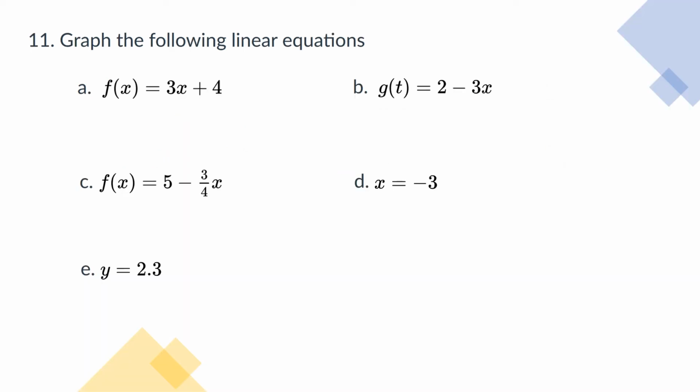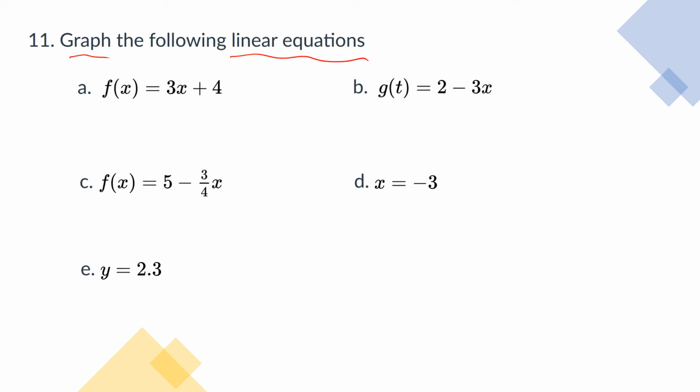Question number 11 is about graphing linear equations. That's the easy one. We can talk about how to graph a linear equation, and several different techniques. The easiest way is to find 2 points and then connect the points. For a line you just need 2 points, so you find 2 points and connect the 2 dots, and you get the graph of the equation.